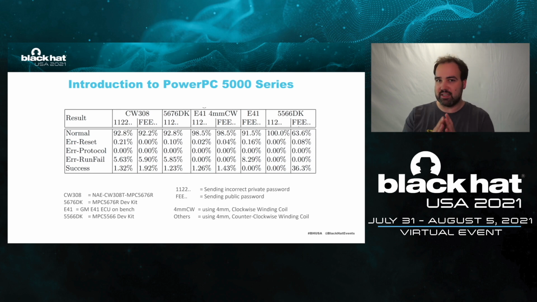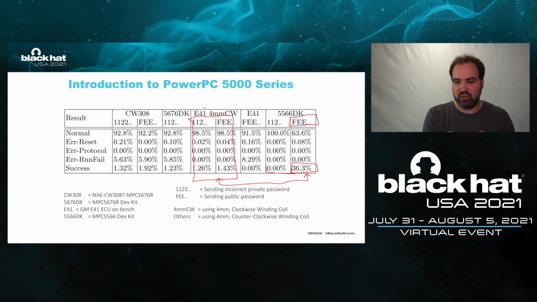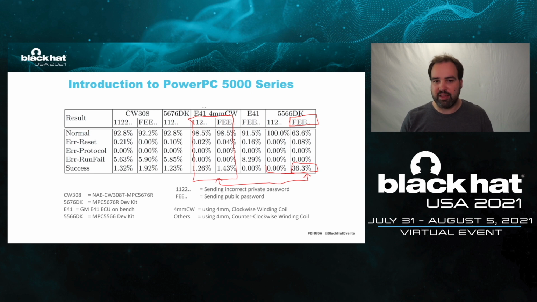Finally, I used the 5566 device. Again, another interesting result here was that it was highly successful for one of the password configurations. So I tried sending different incorrect passwords. It was highly successful for one of them, but not for the other. And that was not the case on the ECU. For the ECU, it was pretty similar between the two of them. So for the ECU, I sent this 1122 private password, and that would work. For the ECU, I could also send the public password incorrectly.